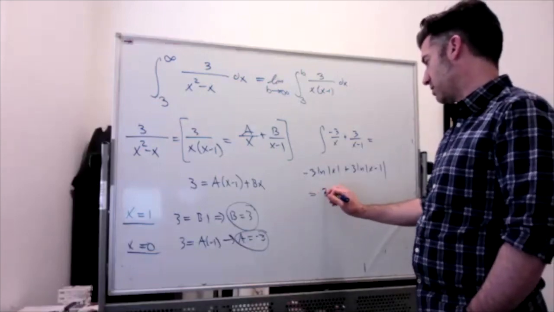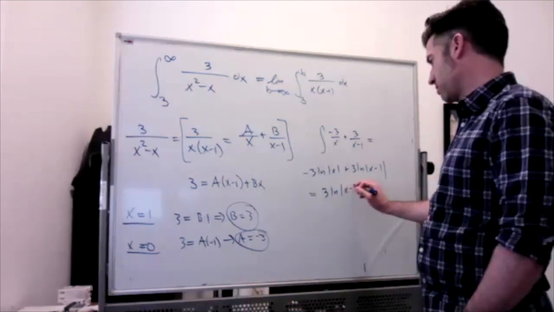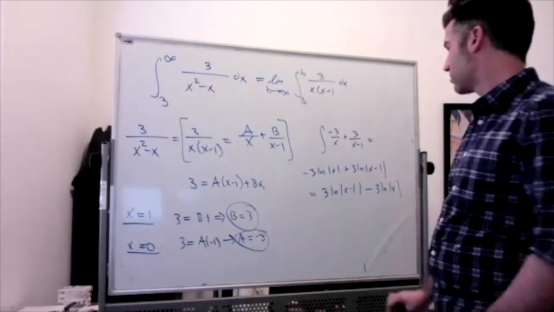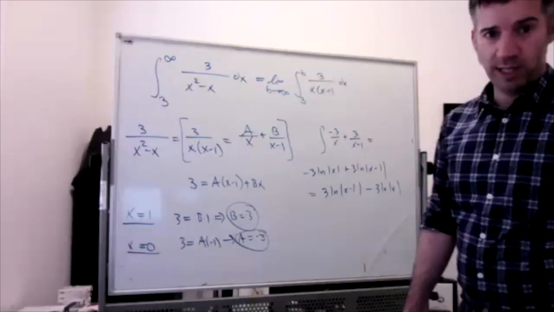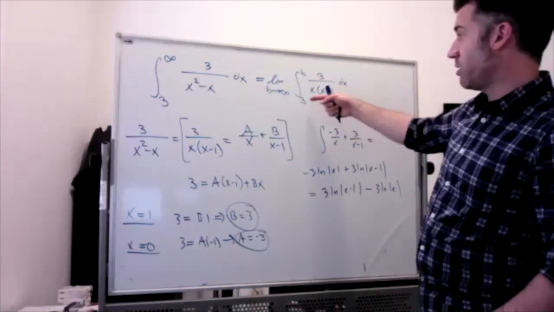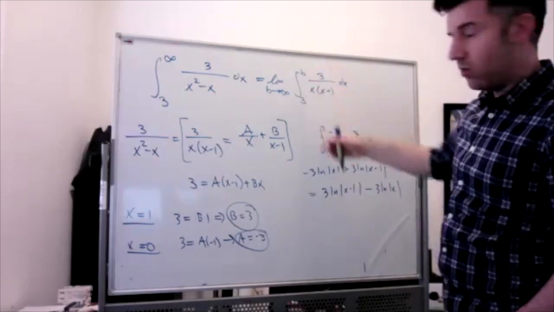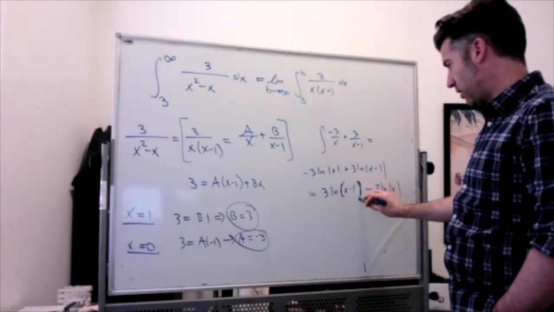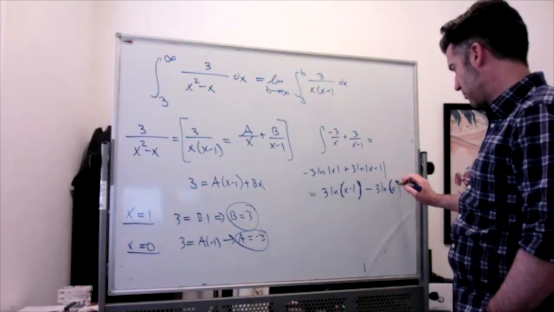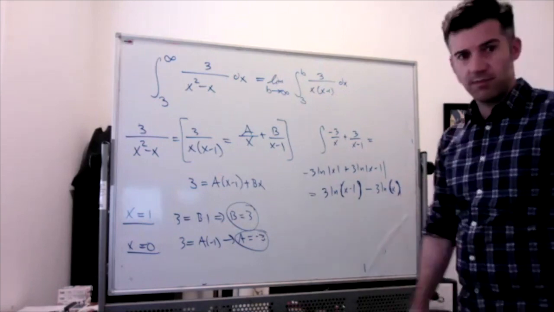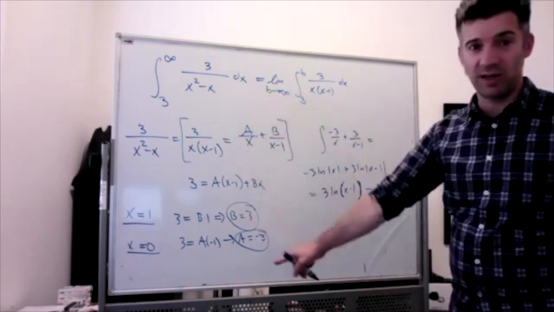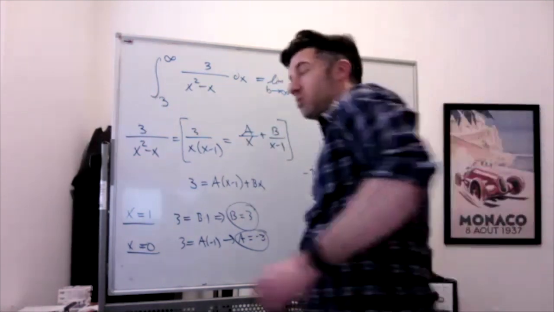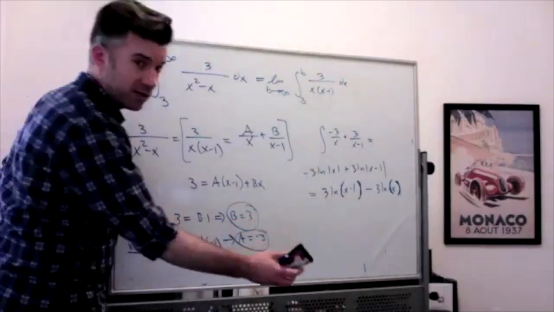I am going to write it as 3 natural log of x minus 1 minus 3 natural log of x, divided by x. And I actually want to point out here that since we're between 3 and infinity, we can drop the absolute values since the insides are never going to be negative. I'm going to erase this because I want to still use what I've got here. So here it goes. Last chance for questions.